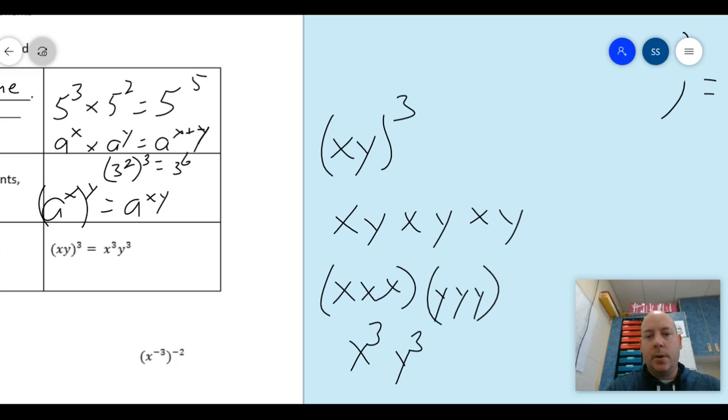Another way you can think about that is, there's no exponent there, but if we don't have an exponent, it means it's to the first power. Well, what's our rule of powers of powers? We multiply those. So x to the first times 3, y to the first times 3. So it looks like that.